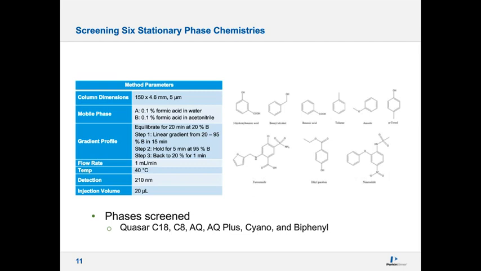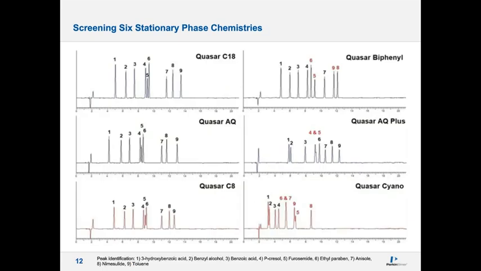This slide shows the results of the screen. You can quickly see that for this particular group of compounds, some phases caused larger changes in selectivity than others. In this example, the Quasar C18, C8, and AQ columns showed similar retention profiles for these compounds and the same elution order. Screening of the AQ Plus column showed greater changes in selectivity.